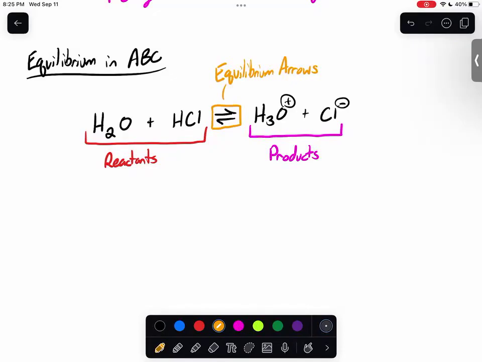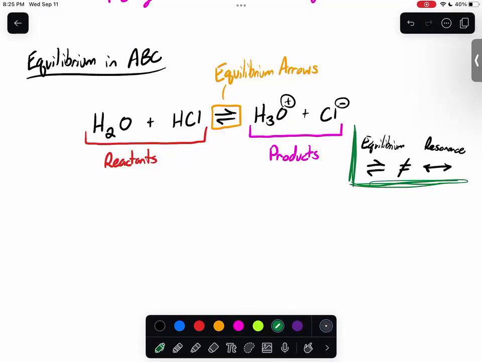All right. But keep in mind this is different from resonance arrows, right? These equilibrium arrows are this back and forth. That is not the same as the resonance arrow, which is a single arrow with two arrowheads, right? So the one on the left is our equilibrium. The one on the right is resonance. Now, the reason I make this distinction is because if you draw an equilibrium arrow when you're supposed to be drawing resonance, you will be incorrect. And if you draw a resonance arrow when you're supposed to be drawing equilibrium, you will also be incorrect.